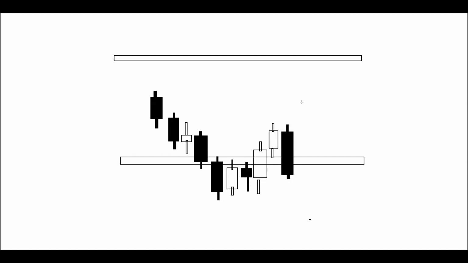So we always got to move with the probability because it's never 100% sure that if the break and retest fails, it's always going to move the other way. No, it's not going to happen like that. There's always a set amount of probability.